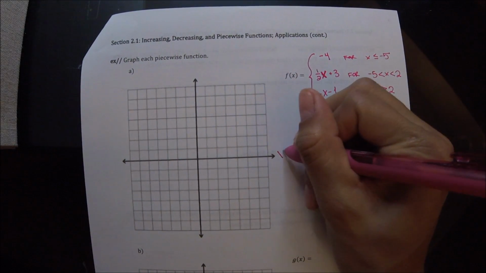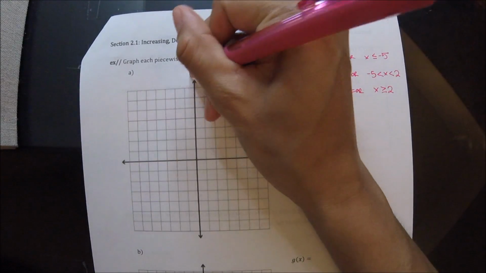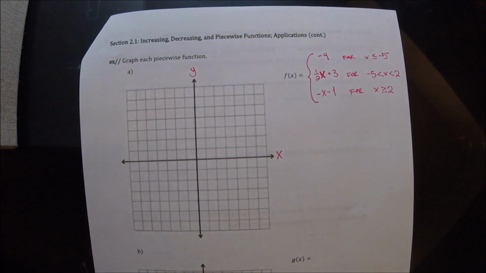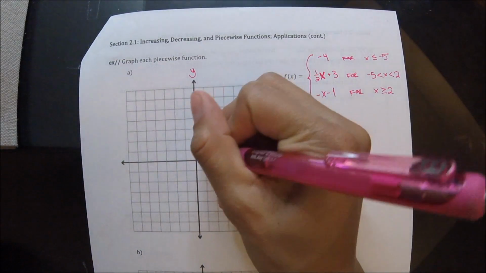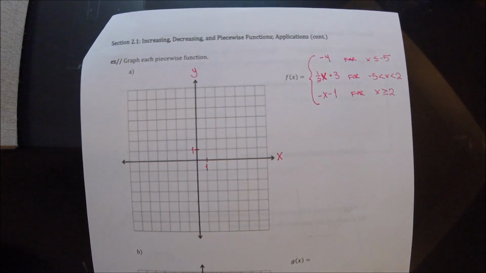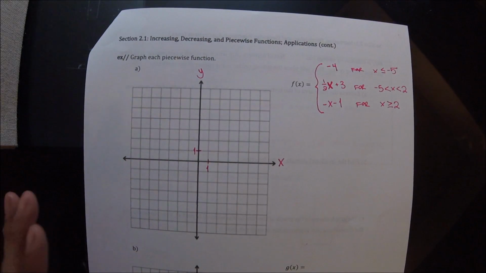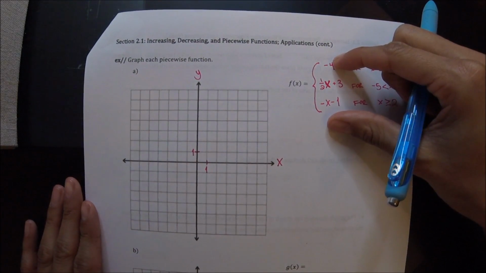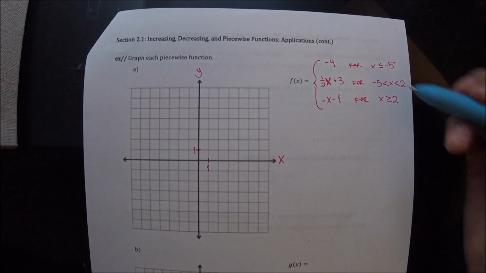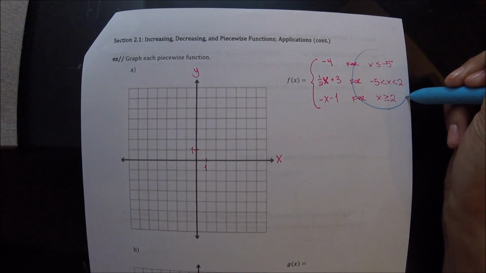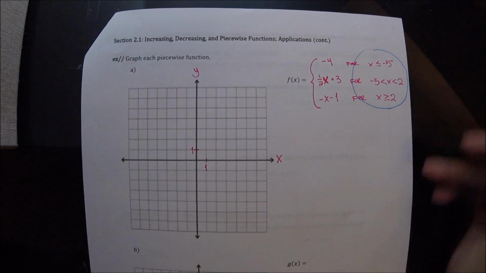First, I'll put my x and my y because we always label our axes, and then I'm also going to put my scale in. For this one, I am going to just go by ones. So to prepare to graph this piecewise function, I'm going to mark off places that I call the breaking points. And those come from these inequalities over here.